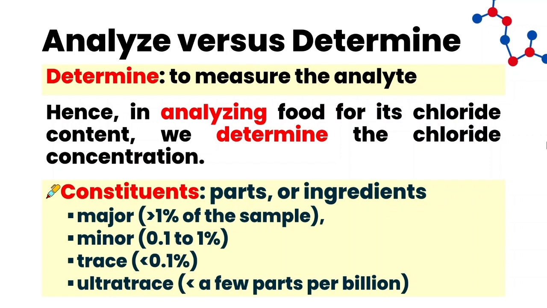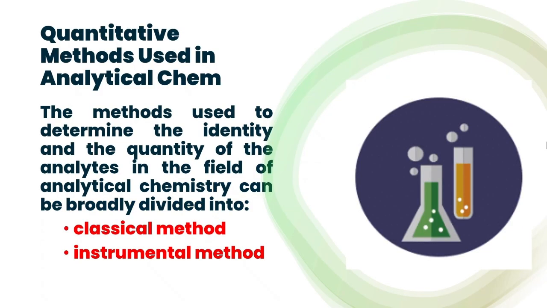Most importantly, when we discuss the methods used in analytical chemistry, most of the time quantitative analysis is used more than qualitative analysis, though they go hand in hand. But most of the time, analysts take the side of the quantitative method. Quantitative methods are used to determine the identity and the quantity of the analytes in the field of analytical chemistry, and that can be broadly divided into classical or instrumental method.